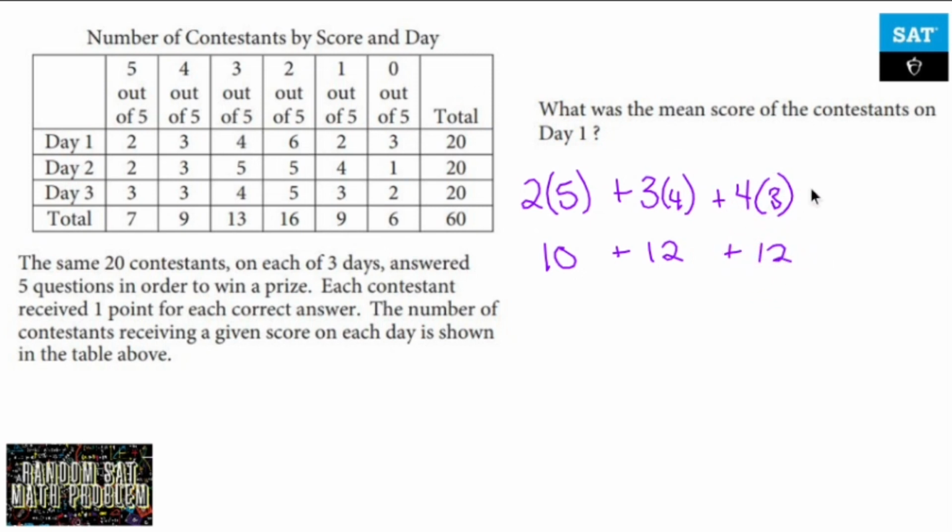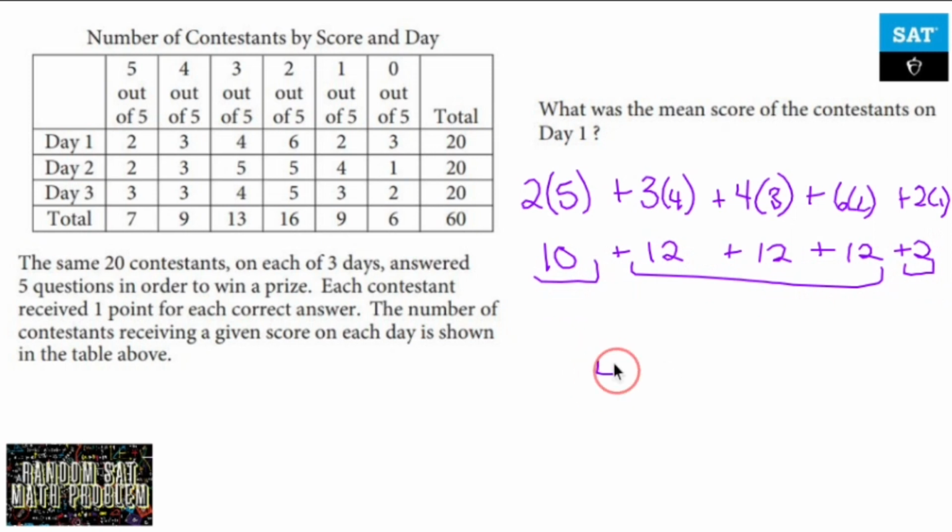6 people scored a 2, total of 12 points. 2 people scored a 1. 2 times 1 is 2. And then I ran out of room, but that's okay because 3 people got nothing, so plus 0. So let's add these up. We have 36 here, 36, 38, 48. So 48 points were scored amongst 20 people.